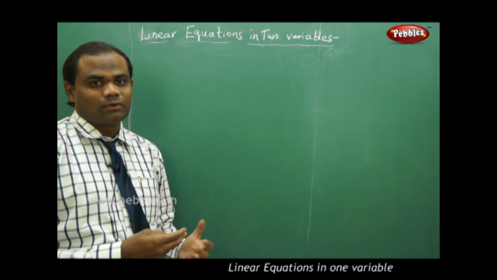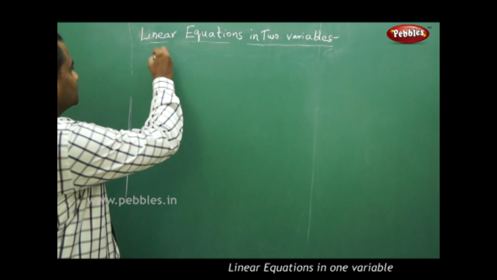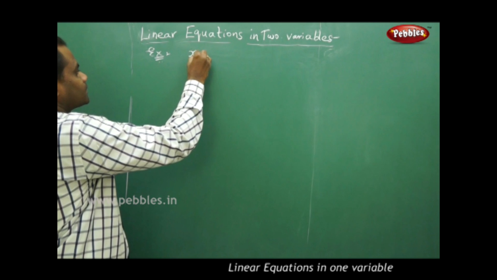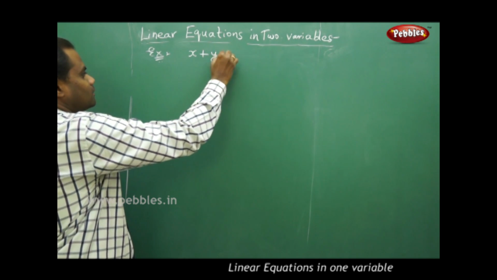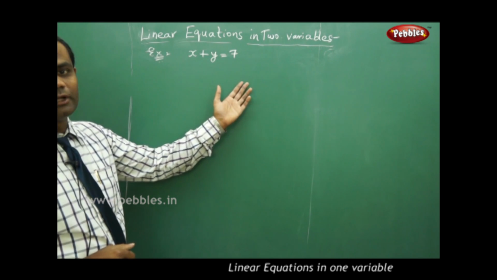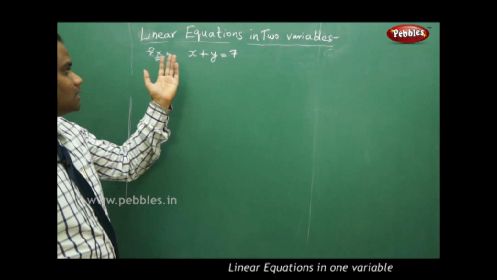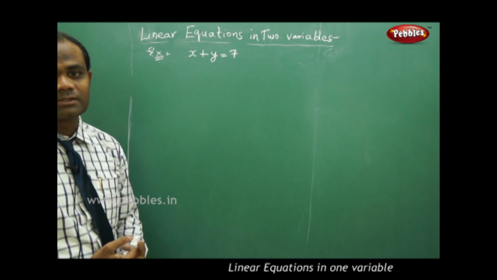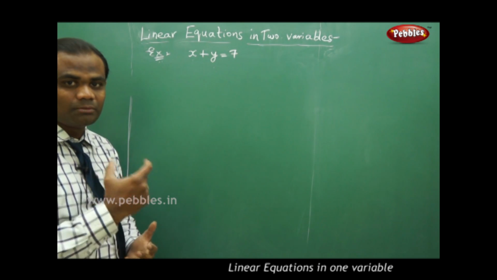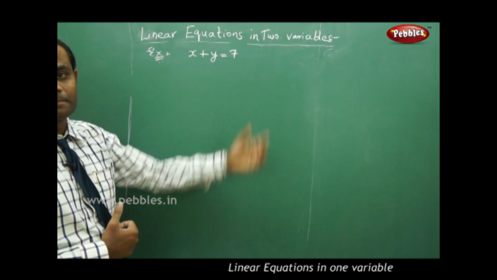Now here there's one very important concept which we're going to discuss. Say for example, I have x plus y equal to 7. This is clearly a linear equation in two variables because the degree of each of x and y is 1 and there are two variables. Now in case of a linear equation in two variables, I cannot solve for x and y with only one equation given. This is a very important concept in this topic.